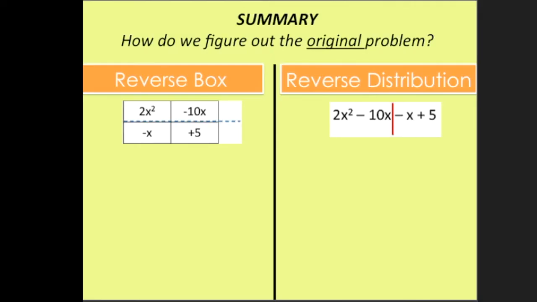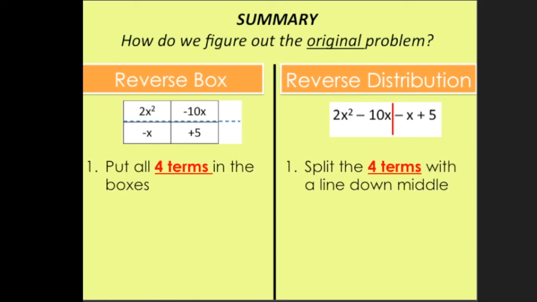So a quick summary from today are these steps. How do we figure out the original problem? The reverse box method and the reverse distribution method are very similar. In the reverse box method, you're just putting all the terms into a box. In the reverse distribution, write it out, then use a line to split it down the middle so you know exactly what two pieces you are factoring to get to our final answer. So first, put all 4 terms in the box. In the reverse distribution, split the 4 terms with a line down the middle. You pick which method you prefer.